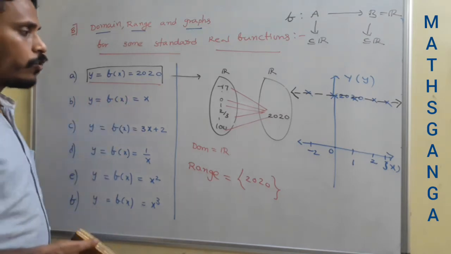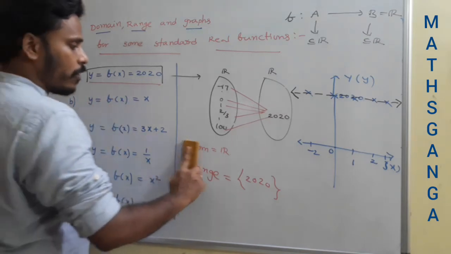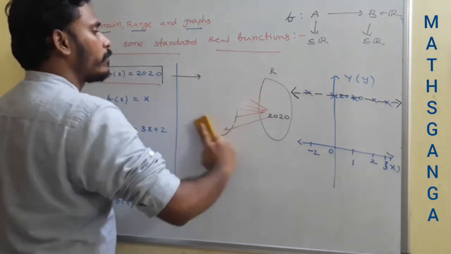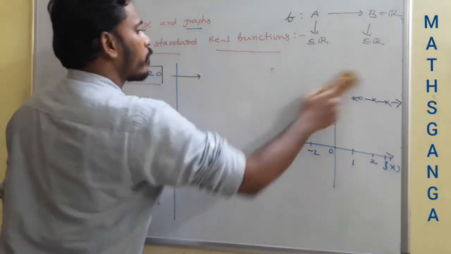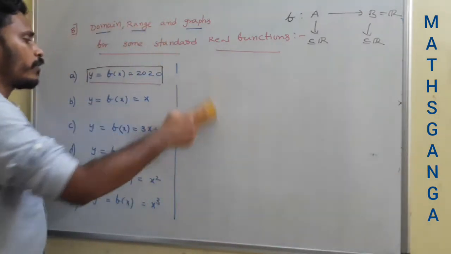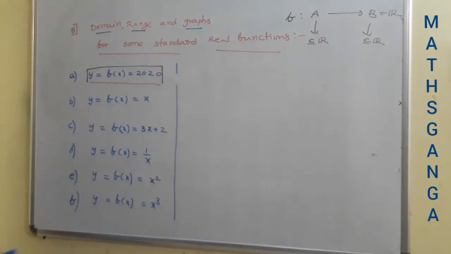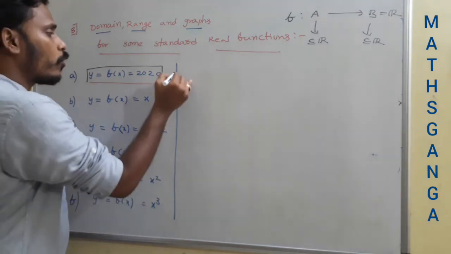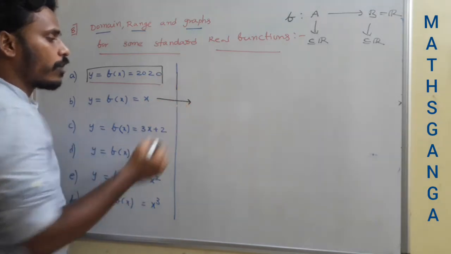Y is equal to f of x is equal to x. Okay, right. So the first one is okay. Then the second one, B, which is simply y is equal to f of x is equal to x. So y is equal to f of x is equal to x. What do you say about it?